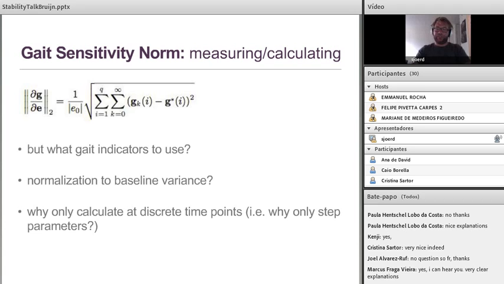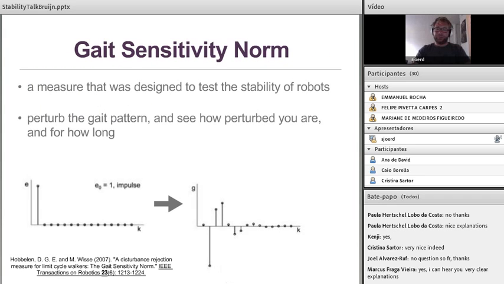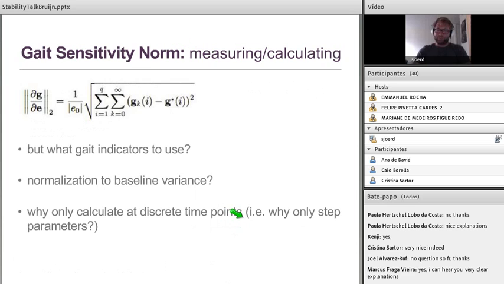Then normalization to baseline variance is something that is the problem with humans. This data is from a robot. Switching back and forth between slides here. If you look at a robot, their G star, so the gait indicator during unperturbed gait, will be constant. There will be no variation. But if I look at a human, this line here, the x-axis, will basically not be a line, but it will already look something like this, where every step is different. So in some way we probably need to normalize for that, and we were working on ways to do that.